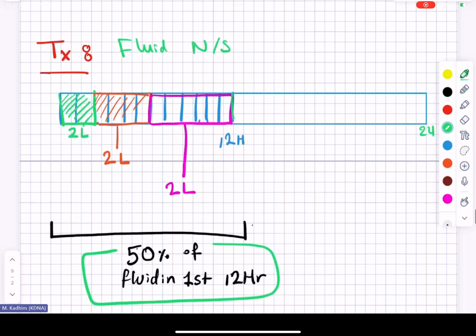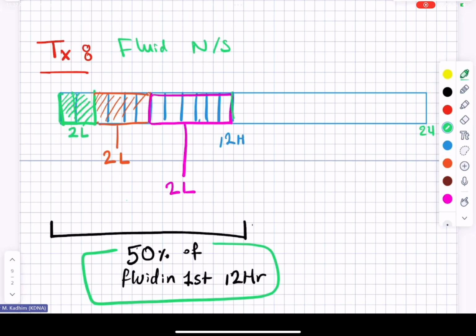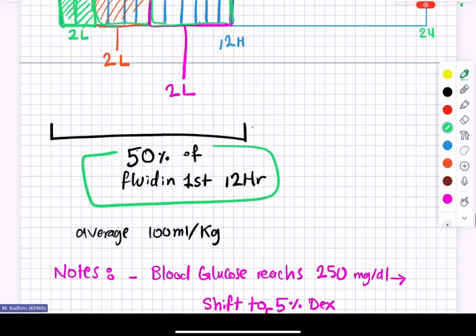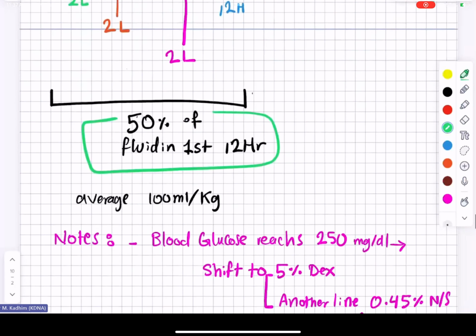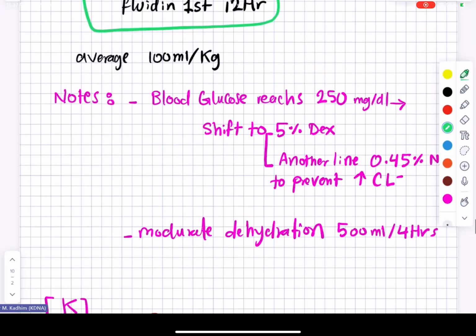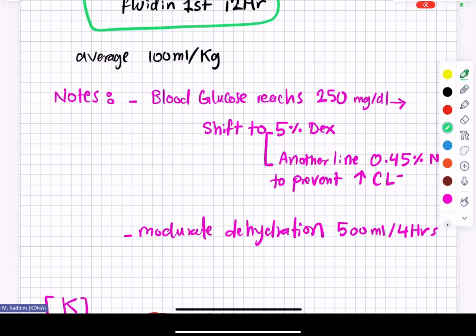And we give it as 2 liters in the first 2 hours, as color coded here, 2 liters in the second 4 hours, and 2 liters in the remaining 6 hours. So this is 12 hours. And the other fluid is in the rest of the time left. The average deficit that we give is 100 ml per kg normal saline for that fluid.